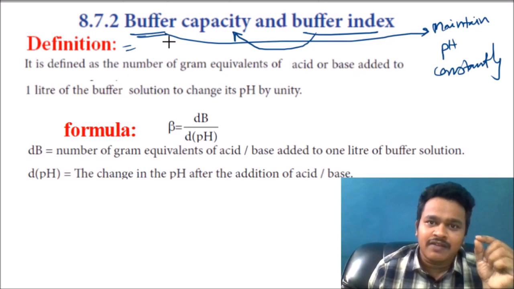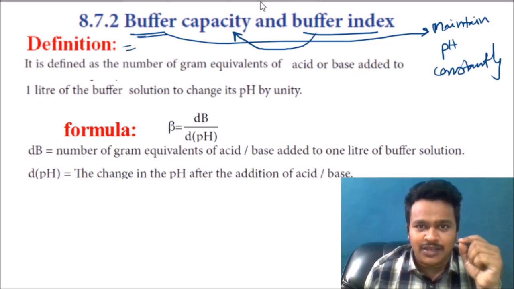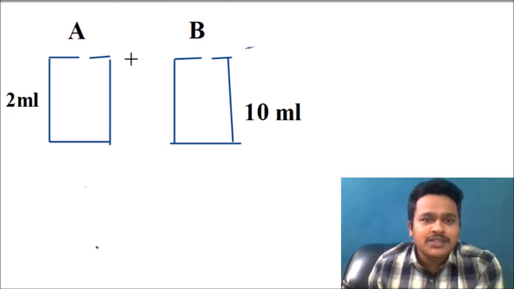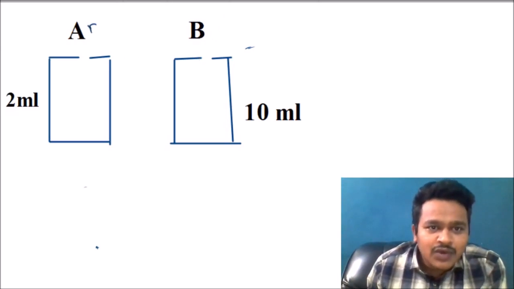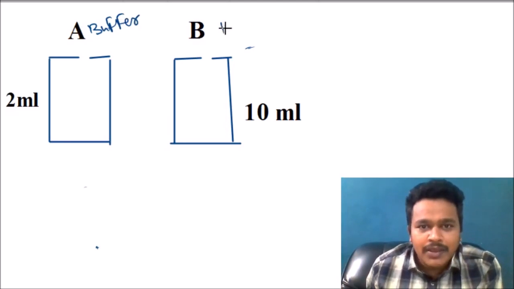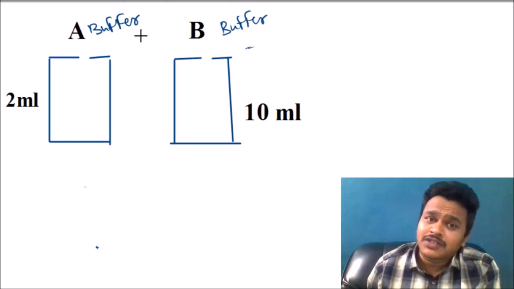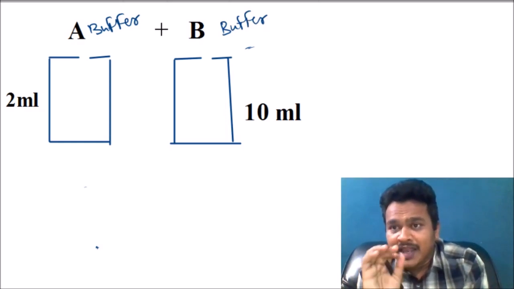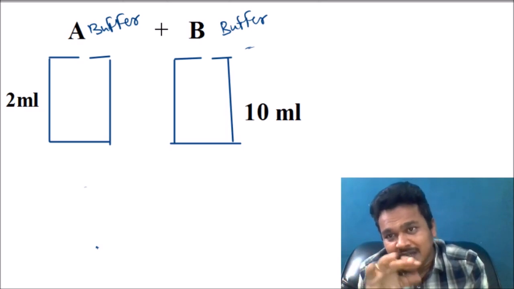Before the definition, I will take one small example. Here A and B are there. I take A as one buffer solution, and B is also one buffer solution. What is the definition? You have to keep the definition in mind. A buffer solution is one which can maintain the pH value constantly.